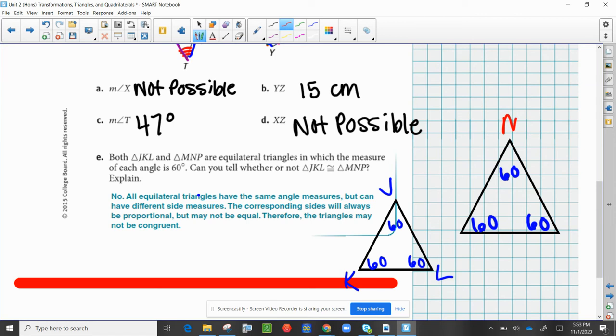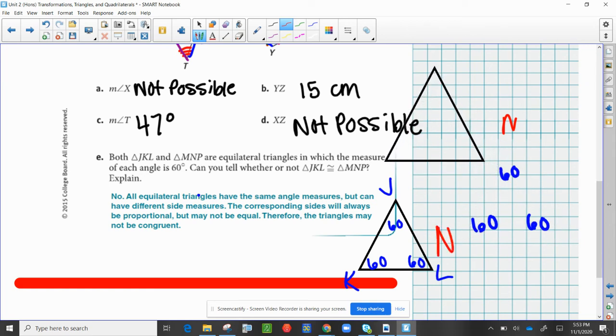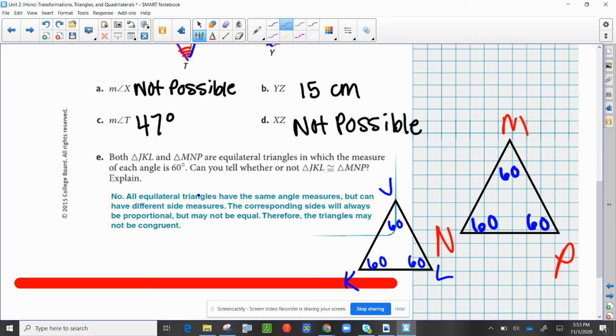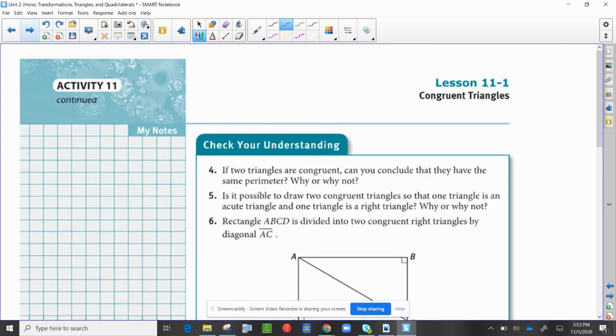Okay, so even though they are both equilateral triangles, MNP is bigger. So just because you know that the angles are the same doesn't mean you know that the sides are all the same. In order to be congruent, they have to have congruent angles and congruent side lengths. So just be aware of that. It doesn't always mean that they're congruent, unless we are told a congruence statement.